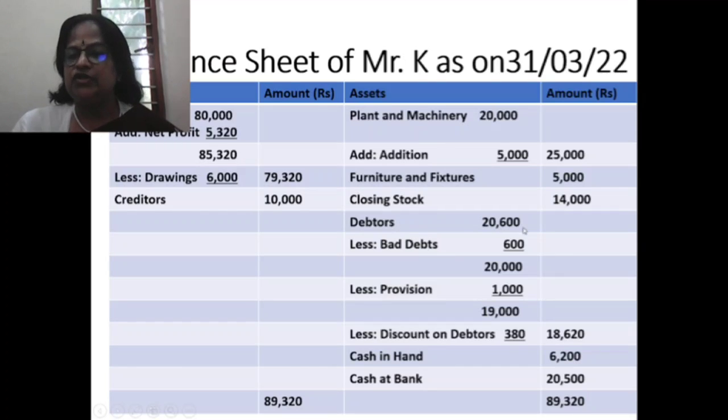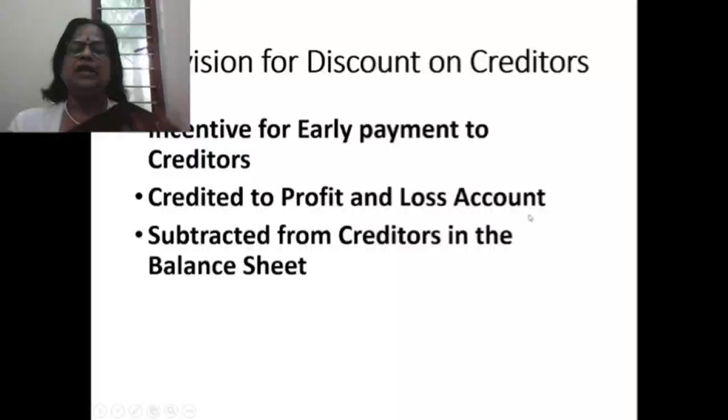Debtors 20,600, less bad debts given in the adjustment 600. So you're getting 20,000. First you calculate the provision, that is 1,000. So you're getting 19,000. That is your good debtors. On that you calculate discount on debtors 380. So the outer column is 18,620. Cash in hand 6,200. Cash at bank 20,500. So the total is 89,320.